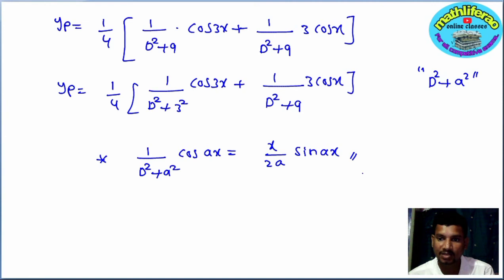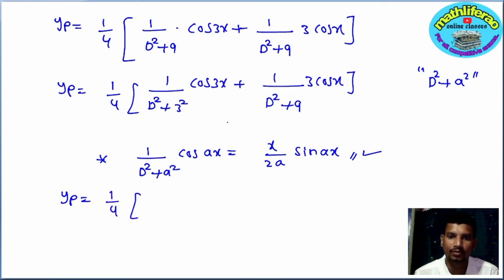Okay, this is one of the cases. Okay, now we have to apply the formula. So if the denominator value is not equal to 0, then that is the particular integral. Okay, so here yp equal to 1 by 4 into, what happens to this value, replace D square by minus a square, where a value is 3. Okay, in this case minus 3 square plus 3 square is 0. Now using this one, x by 2 into a value 3, sin 3x.